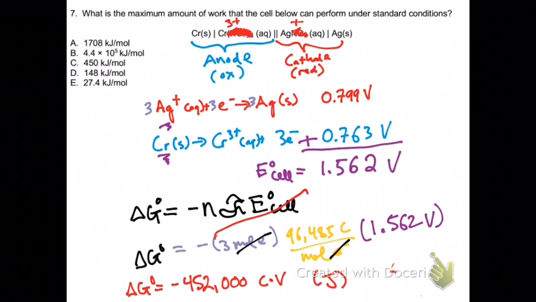The negative sign just means that this is free energy being released. So the magnitude of work that it can do is about 450 kilojoules per mole worth of work.